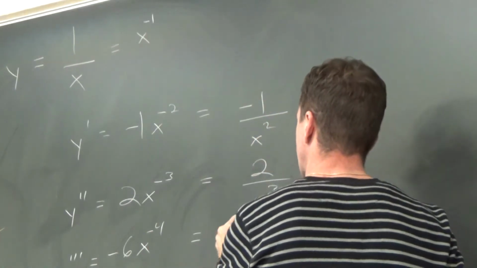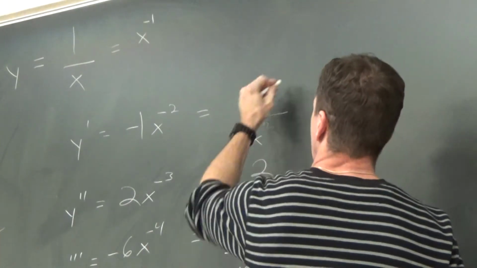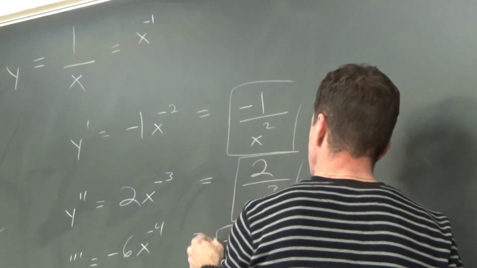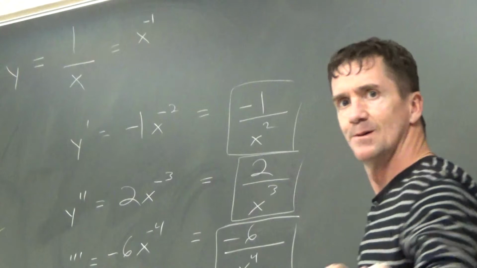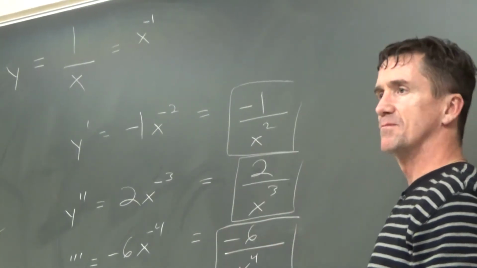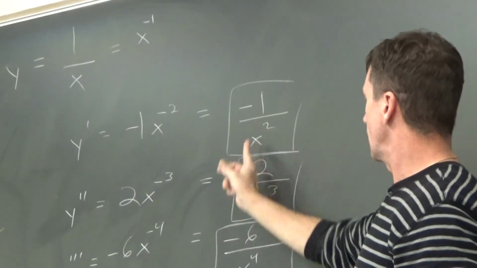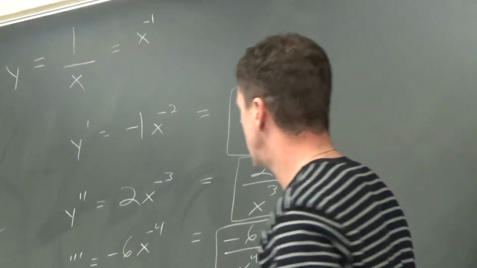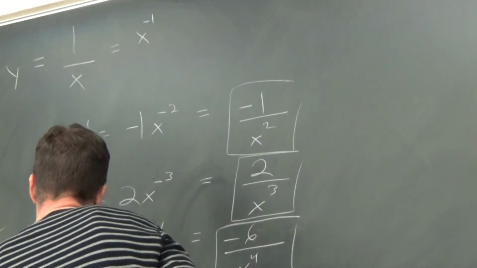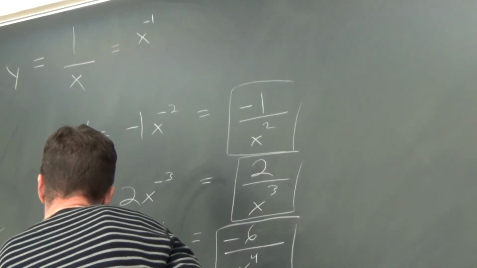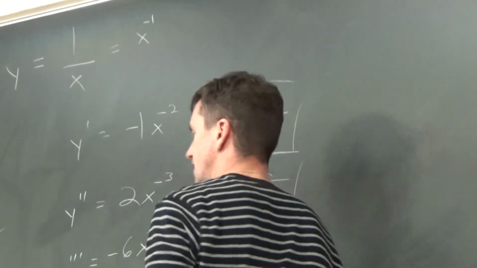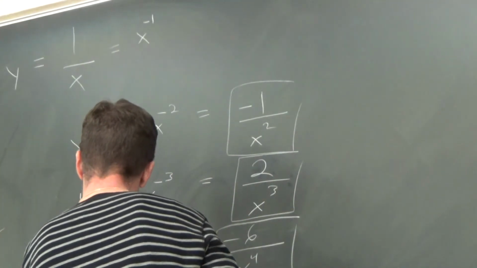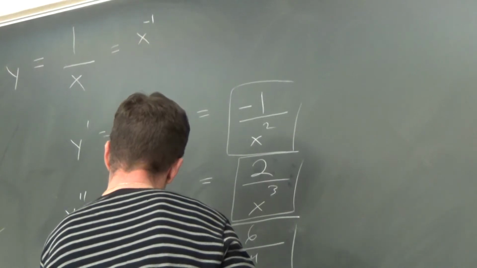I'll write it again. I'll box all these. I think you can see a pattern to this thing. First of all, the signs keep alternating. Do you see that? Negative, positive, negative, positive. That was a 1, that was a 2, that was a 6. Let's do one more. 1, 2, 3, 4. So 24. Positive, x to the negative 5.